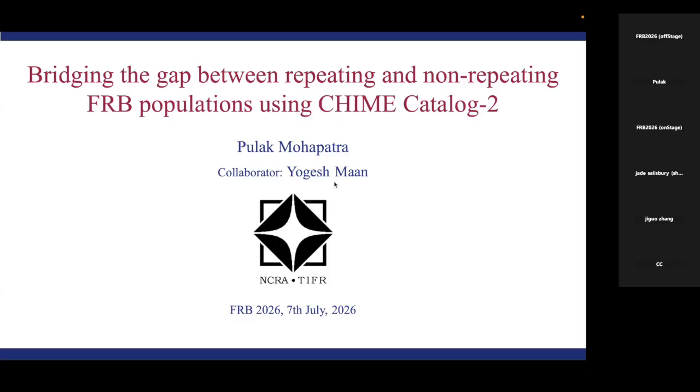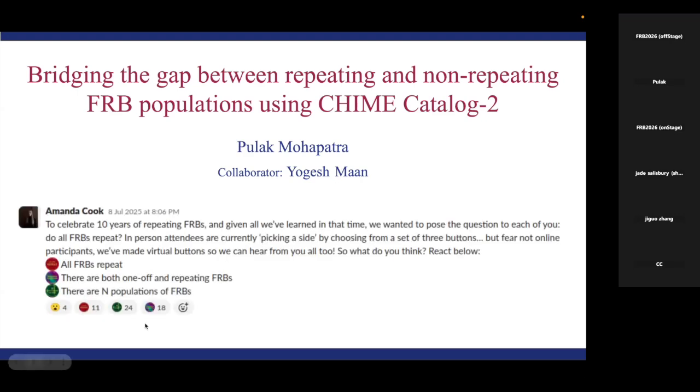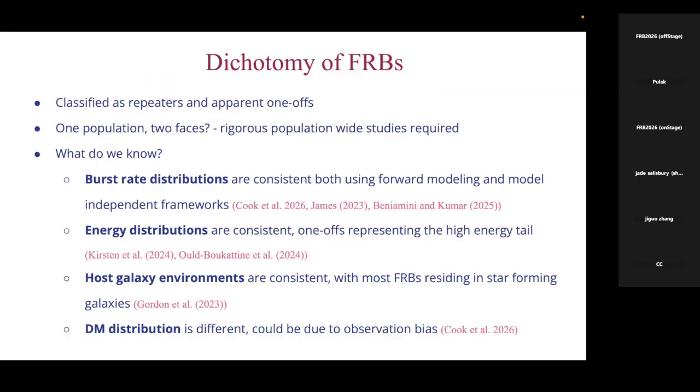And if you just take a look at last year's poll at FRB 2025, you can see that there is clearly no consensus in the field about whether they are the same underlying population or they represent two distinct populations. So the fast radio bursts are broadly classified into repeaters and apparent one-offs, and to understand whether this dichotomy is real, we need to do rigorous population-wide studies.